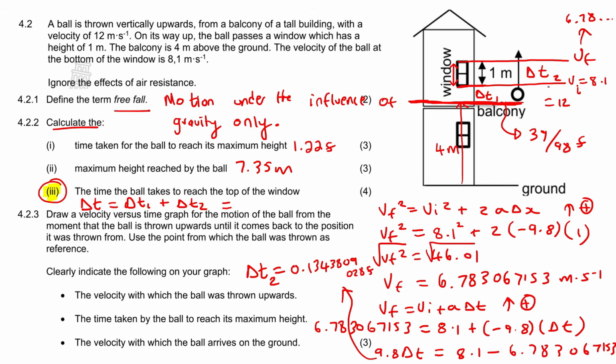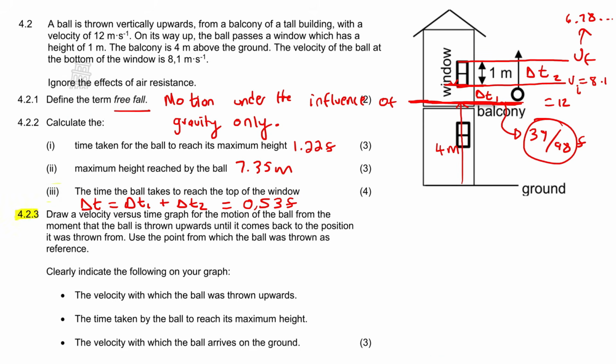And so that's going to be this plus this. And that will give us, to 2 decimal places, 0.53 seconds. Okay. So as I said, on the memo, they only give this one, which is the time just from the bottom of the window to the top of the window. But that is not what this question is asking. So they've made a bit of a mistake there. You can trust me on that one. Okay, so now we're moving on to this one.